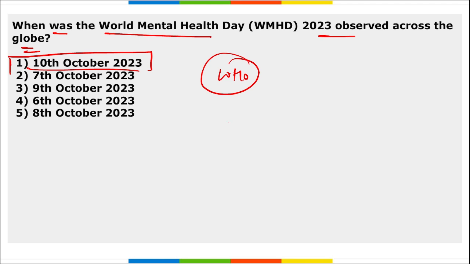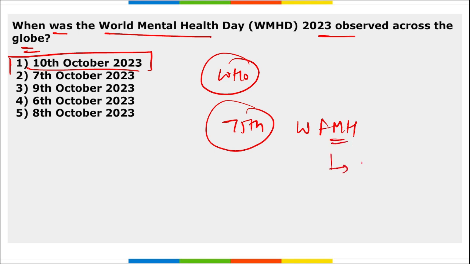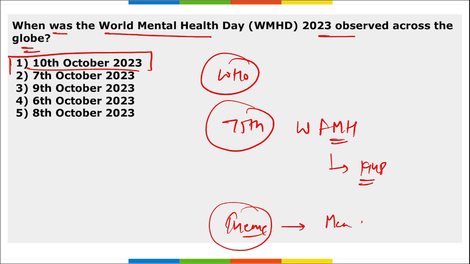This 2023 global campaign aims to recognize the 75th anniversary of the World Federation for Mental Health. This was founded in 1948, right? And the theme of the World Mental Health Day global campaign here is mental health is a universal human right. Mental health is a universal human right. This is the theme for World Mental Health Day.